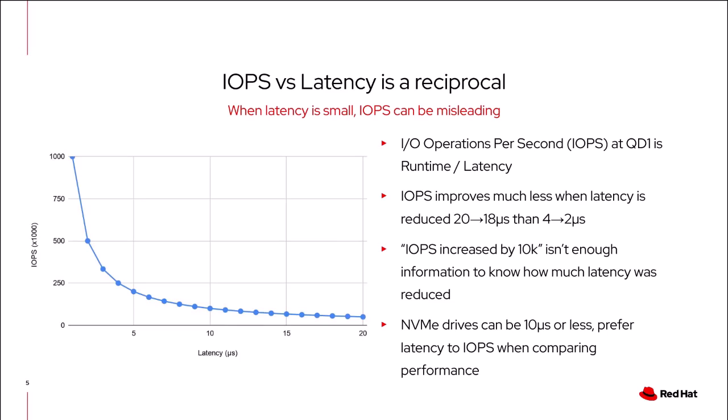The other thing that's important about this graph is that NVMe drives are at 10 microseconds or less latency. If we focus on that, that is the left-hand side of this graph. That's where the graph becomes very nonlinear. That's where the slope gets very steep. So we need to keep in mind that any small change to latency, increasing it or reducing it, on the left-hand side of the graph can have a big effect on IOPS.